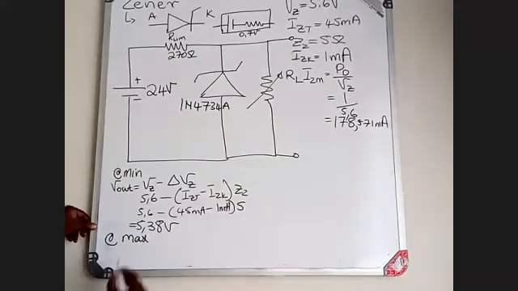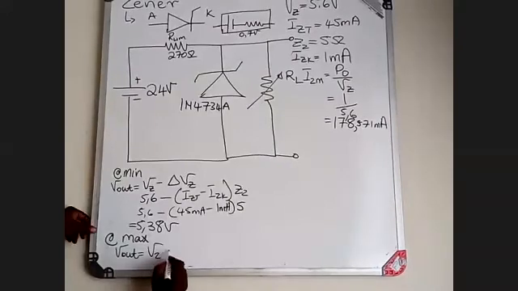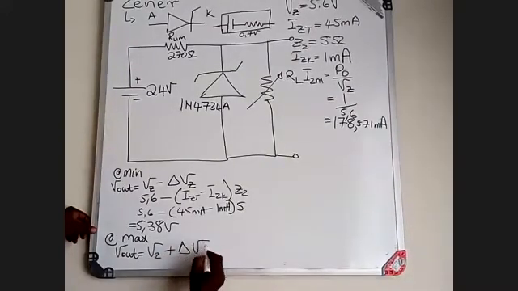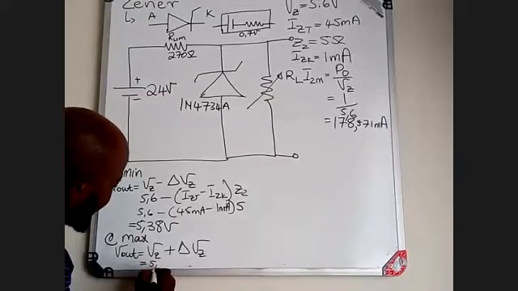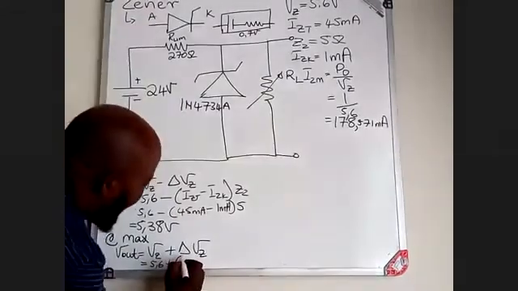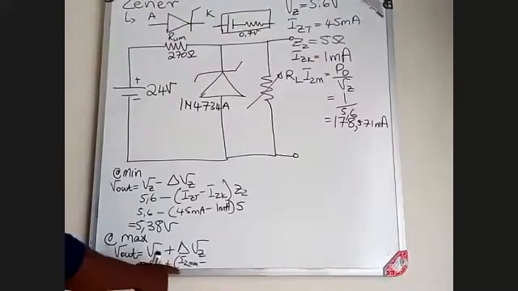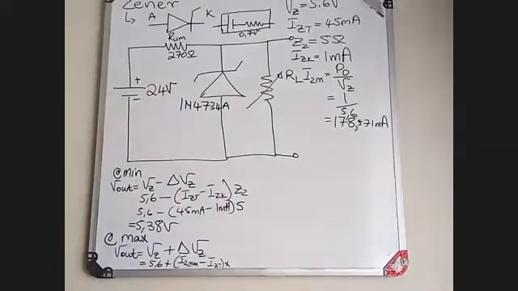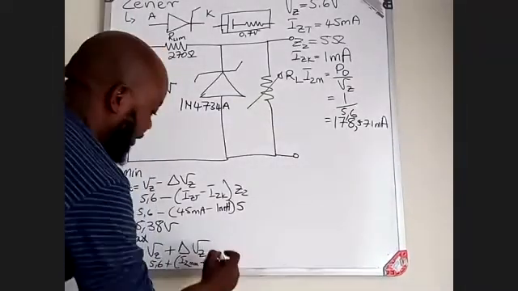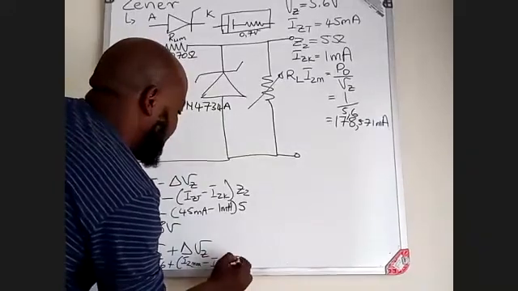Now, once you get this, you will say, what will be the voltage at maximum? The voltage at maximum is going to be your V out equals your V of Z plus your change in V of Z. In this case, it's going to be your 5.6 plus your IZ max minus IZT, multiplied by your ZZ.